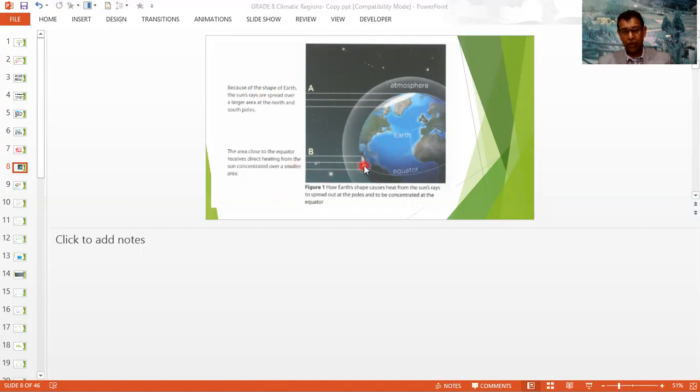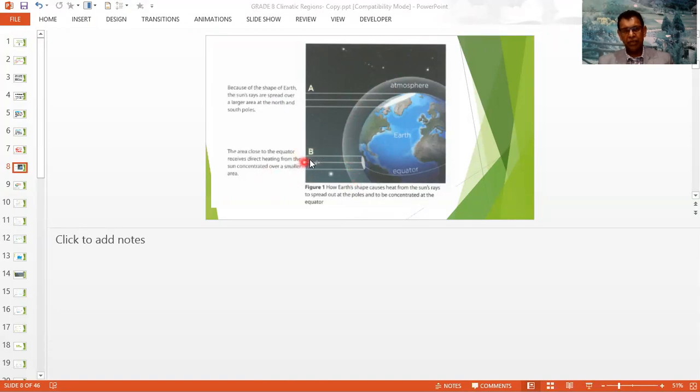Therefore, the equator is warmer, whereas the sun's rays strike the poles at an angle, covering a larger area, and therefore it's going to be colder. The second reason why the equator is going to be warmer is the atmosphere. So this area around the Earth is called the atmosphere. The atmosphere is a layer of gases that surround the Earth.